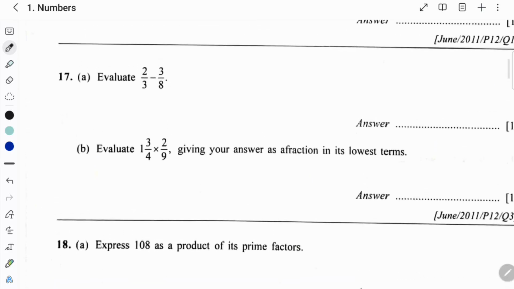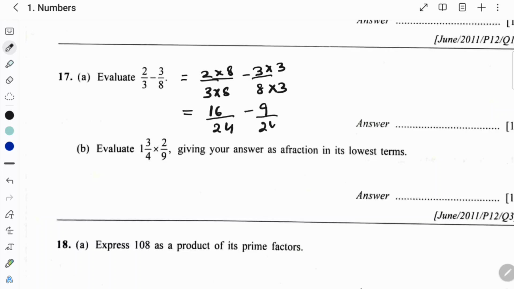All right, in this question, 2 over 3 minus 3 over 8. So 24 is the LCM. What do you do? You just multiply this 2 over 3 with 8, and this 3 over 8 with 3. Okay, 2 times 8 is 16 over 3 times 8 is 24, and 9 upon 24, and 16 minus 9 upon 24. 16 and 9, the difference is 7, positive 7 upon 24. That is the answer for this question.